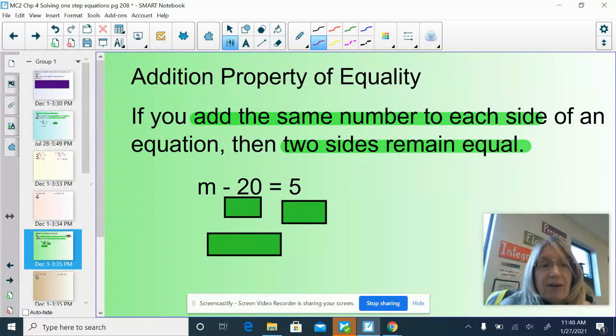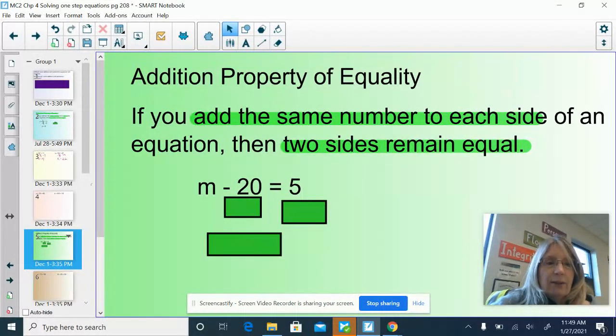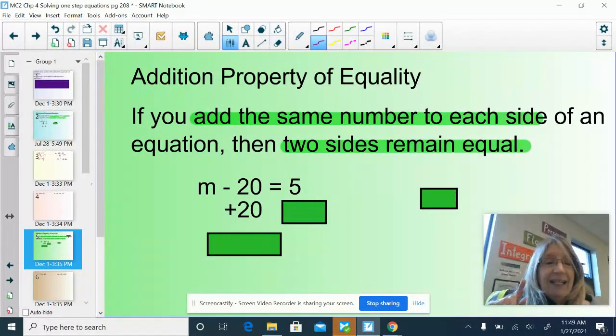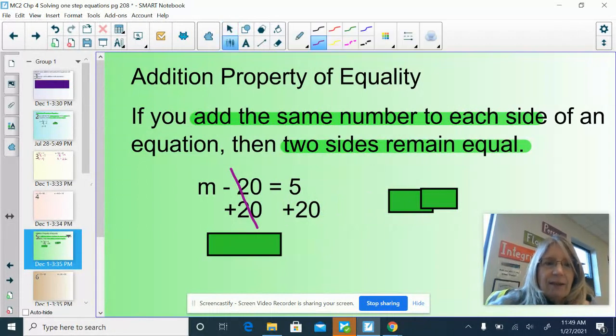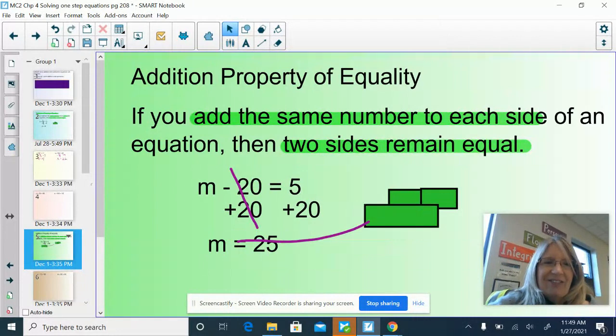So you're saying to yourself, I want to get m alone. Right now it's being subtracted from 20, so I want to undo it by adding 20. A negative 20 plus 20 is now 0. But if I add 20 on the left, then you have to add 20 on the right. 5 plus 20 is 25. Okay.